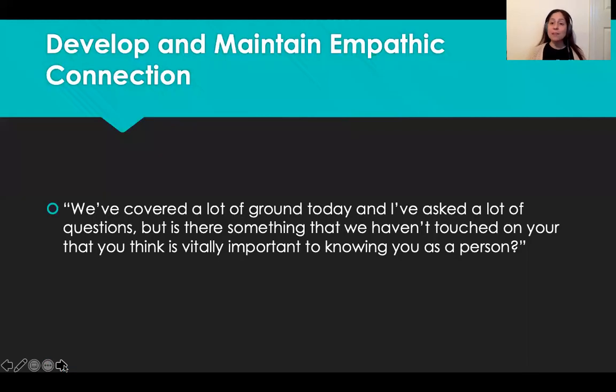So first, develop and maintain an empathic connection. You could say something like, we've covered a lot of ground today and I've asked a lot of questions, but is there something we haven't touched on that you think is vitally important to knowing you as a person? This shows that you are trying to get to know them, that you want to understand their experience, and that you are seeing them as the experts in their experience.